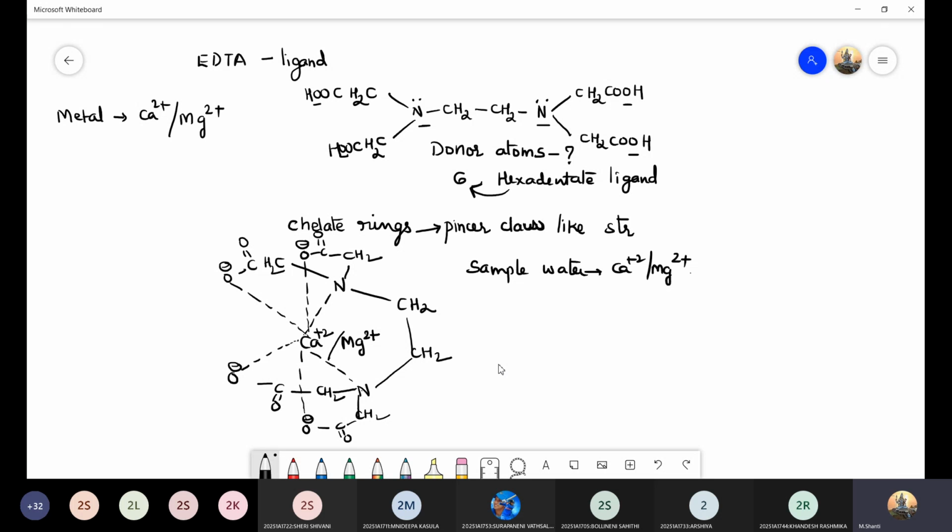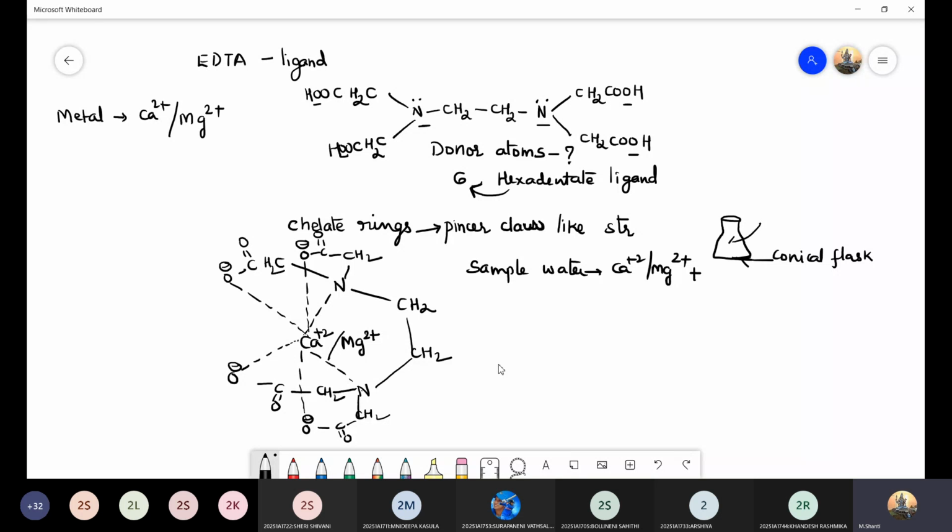To this sample water, imagine that you have taken it in a conical flask. You know what a conical flask is, girls? Have you done the practicals in your 10 plus 2? Yes, ma'am. So this is the conical flask, which is used for titration. I wish you people would have done the lab in first year. So this is the sample water.